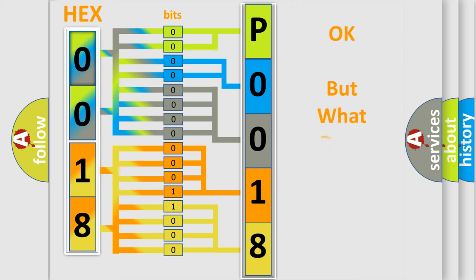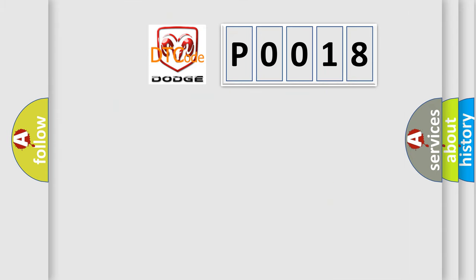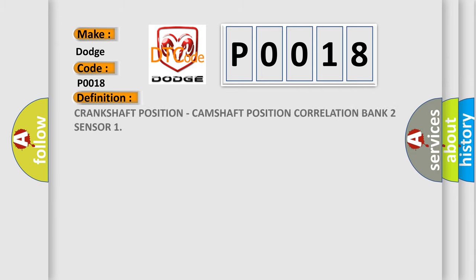The number itself does not make sense to us if we cannot assign information to what it actually expresses. So, what does the diagnostic trouble code P0018 interpret specifically for Dodge vehicles? The basic definition is crankshaft position, camshaft position correlation bank 2 sensor A. And now this is a short description of this DTC code.